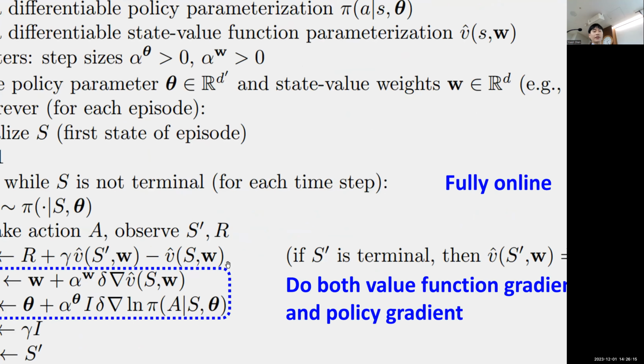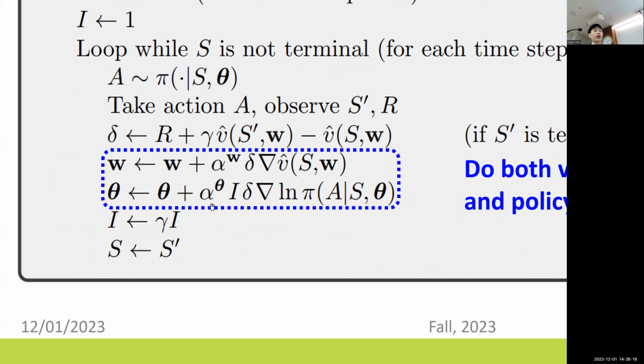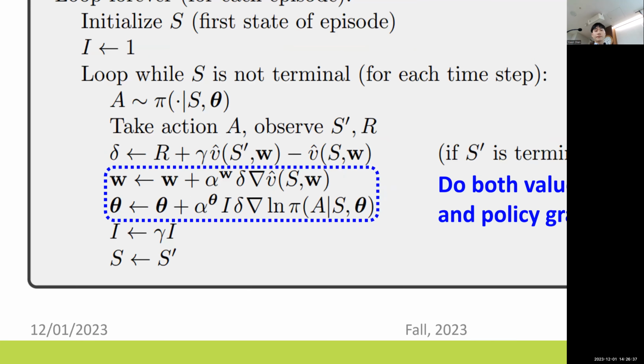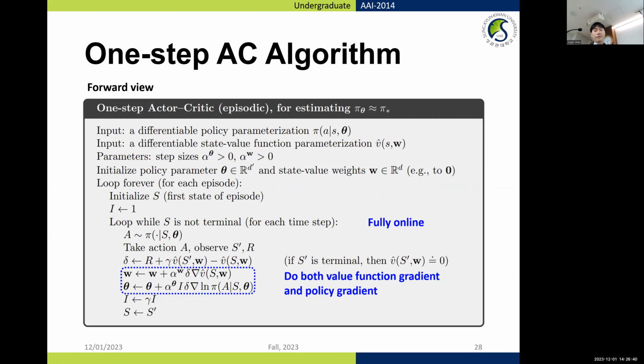Usually, as I mentioned, for this process we can use neural networks. That means there will be two neural networks to update W and theta, if we use nonlinear functions. Now in this case it is fully online, but this is the forward view. Since it's one step, we need to wait one step until the next step before we can update the previous step.